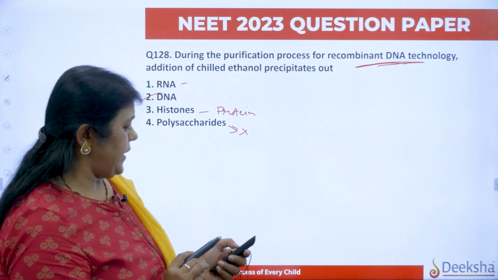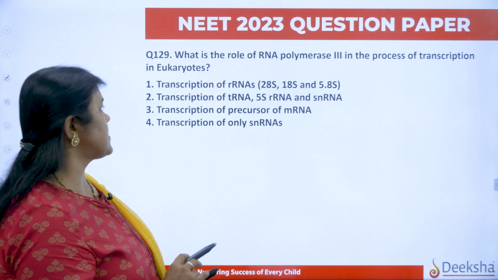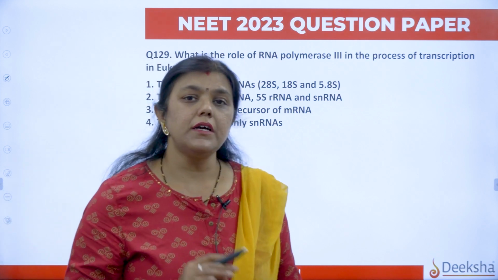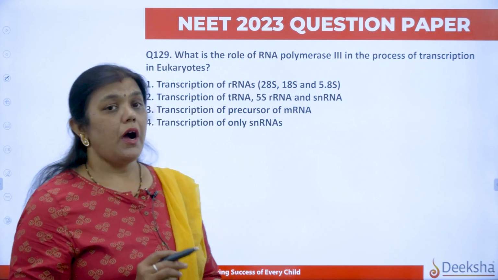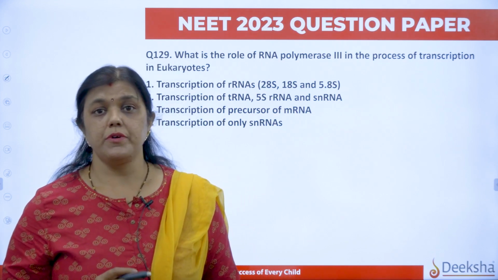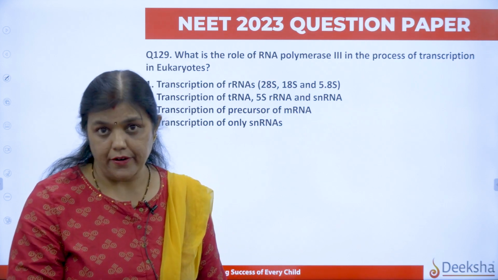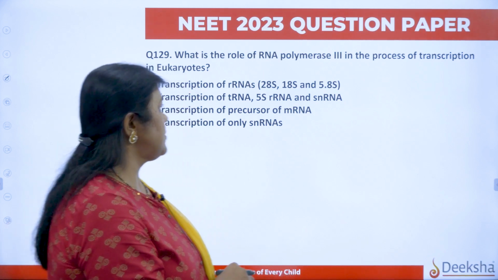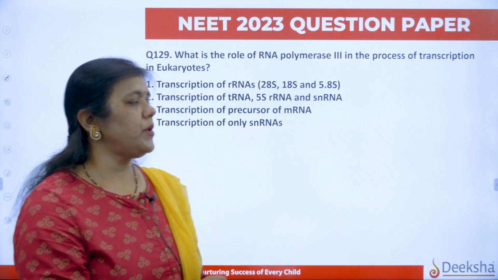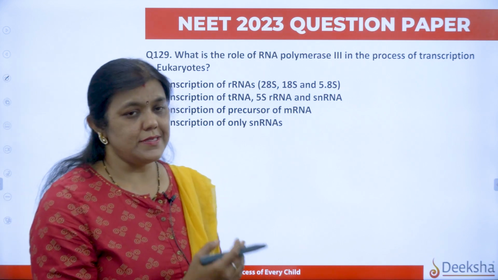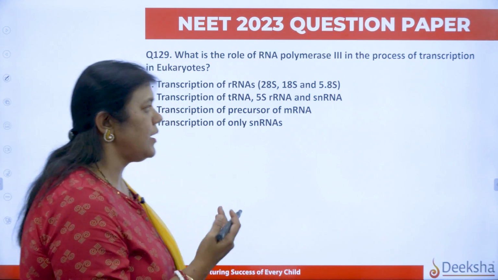Next, question number 129. Let's go for 129. What is the role of RNA polymerase III in the process of transcription in eukaryotes? There is a clear division of labor in eukaryotic organisms when it comes to RNA polymerase. As you know, RNA polymerase I, II and III are present in a eukaryotic cell, unlike a prokaryotic cell. Now what is the question over here? You have to find out what RNA polymerase III is doing. RNA polymerase III basically transcribes the snRNA, rRNA and tRNA. So, that is the correct answer.